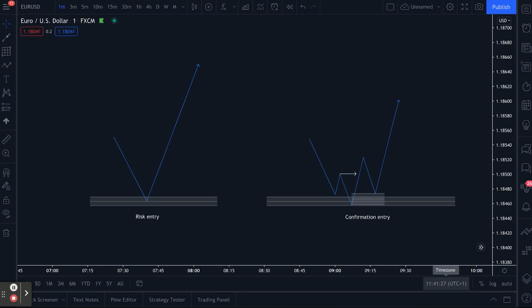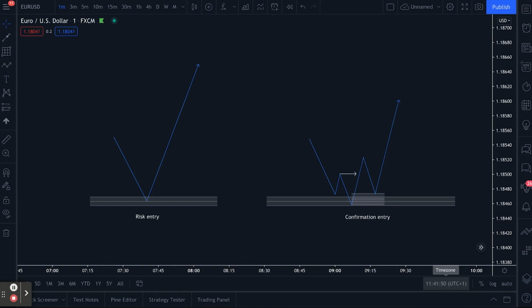Now, on the other hand, we have confirmation entries. These are safer entries that require some low time frame breaks of structure before we enter, okay? So whereas the risk entry just comes straight in and we're looking to buy it right there and then, the confirmation entry, we want to wait for it to approach our zone, and then we go to the low time frames, the 1 minute, the 2 minute, the 3 minute time frames, and actually find the structure there.